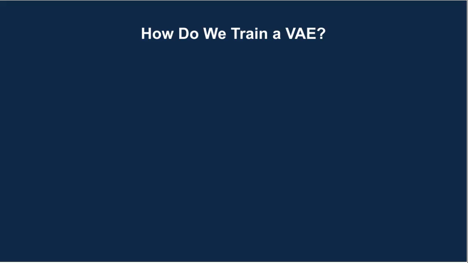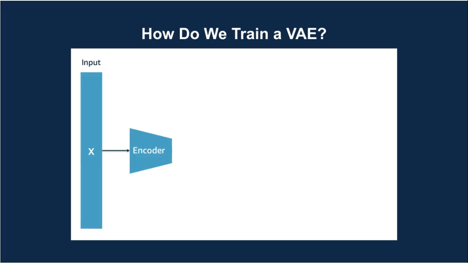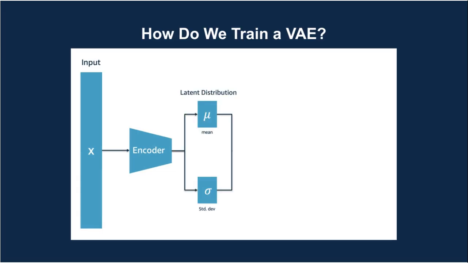Now let's talk about how we train a VAE to do its job. The training process involves feeding a large dataset, like images of handwritten digits or faces, into the VAE. Here's how it works step by step. 1. Encoding. The encoder compresses each input into a smaller, abstract version of itself. This is your latent space.